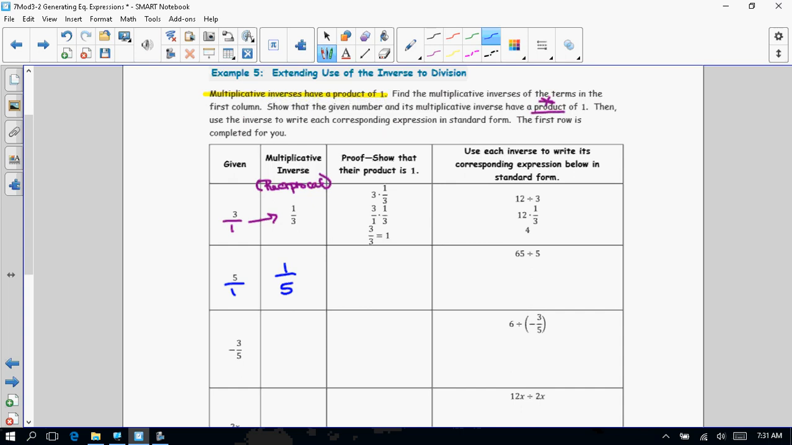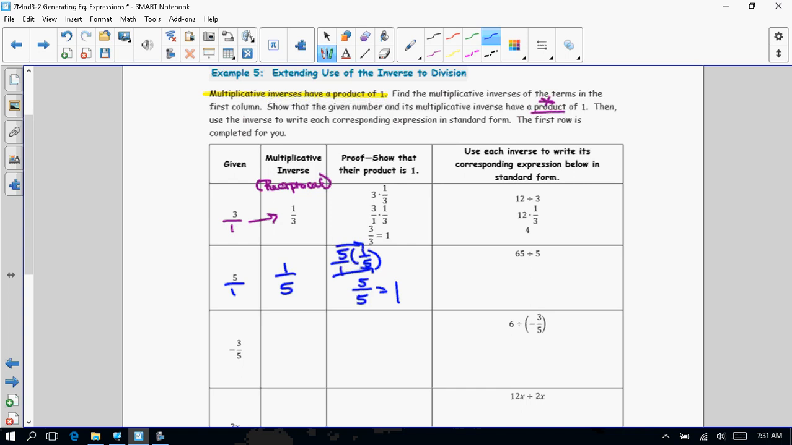All right, so it's then proof. Show that this actually works. So I'm going to take 5 times 1 over 5. Of course, I'm going to rewrite 5 as 5 over 1. And then I'm going to multiply across. 5 times 1 is 5. And 1 times 5 is 5, right? Just multiply straight across the top, across the bottom. And 5 divided by 5 is 1. For those of you who like to cross-reduce, you would cancel out the 2 5s and you would get 1 over 1.